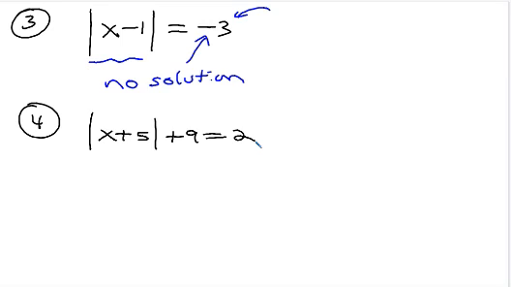And you might be thinking, well, why is that? It's equal to a positive 2. Not really. See this plus 9? If I subtract 9 from both sides, this is saying the absolute value of x plus 5 equals -7. This one's also no solution.